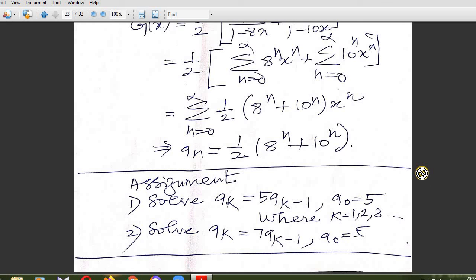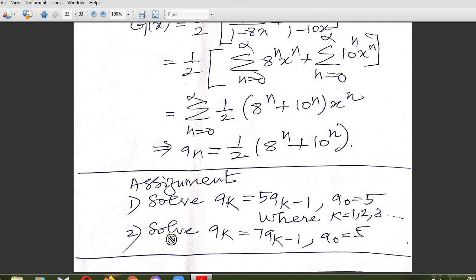Have you noticed that? Write that. Come on, write this. Solve a_k equals 5a_(k-1), 5 minus k, where a naught equals 5, for k equals 1, 2, 3.